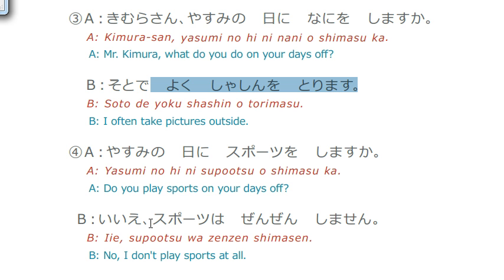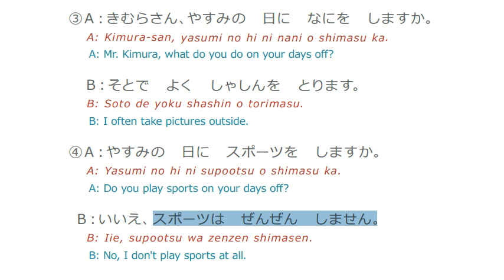スポーツは全然しません。And if you don't play sports at all, then we use zenzen with the negative verb. Shimasen, don't play. So I don't play sports at all.